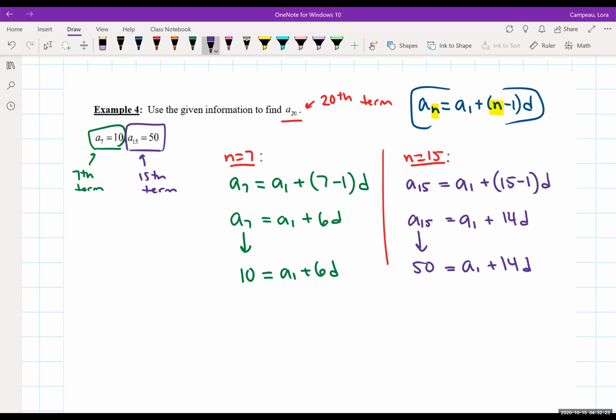So now we're in a little bit better shape. I would like to point out at this stage, we do have 2 equations and we have 2 variables. And you're probably not used to seeing variables in this form, but the 2 variables are a sub 1 and d. So you could treat them like a system of 2 equations. So we'll just do that. We'll solve this system.